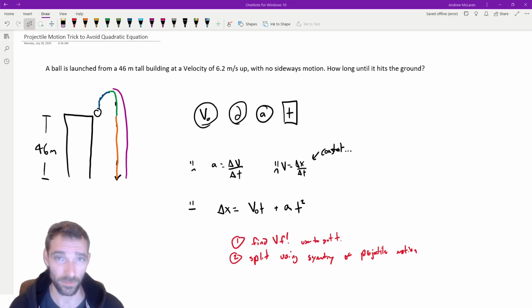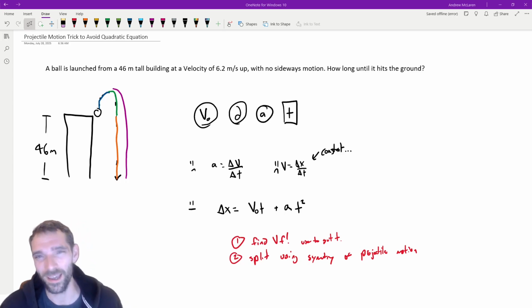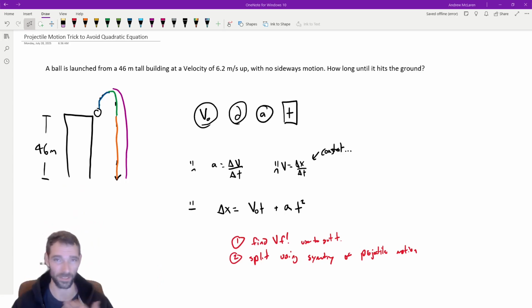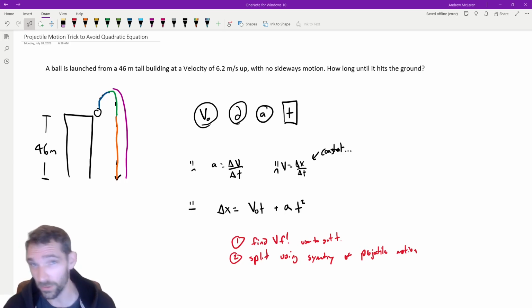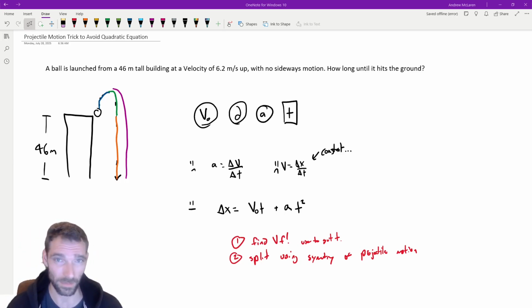Hi, my name is Andrew McLaren, and I'm going to help you solve projectile motion problems like the one that we have in front of us, the way a human would, aka not using quadratic equations, which can be tricky and oftentimes incorrect because we mess up the steps. So if you want to be able to at least double check your quadratic equation, this is a tip that I've used with a lot of my students that I tutor, and I highly recommend it.